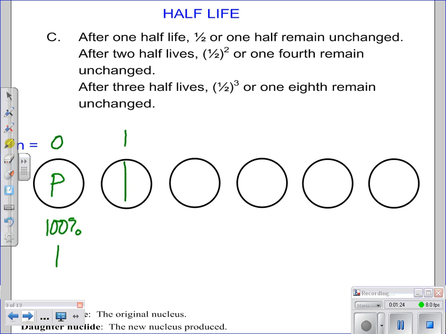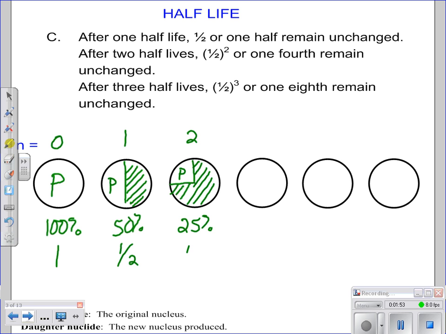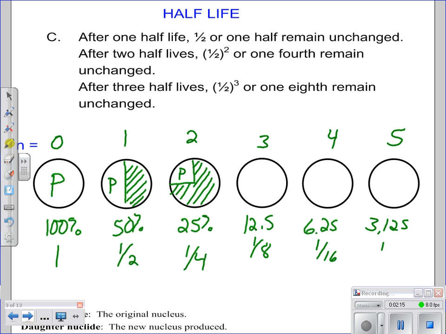After one half-life, half of it now has decayed to be this daughter isotope. So 50% of it remains as parent, and in other words, that's going to be 1/2. After 2 half-lives, half of that parent is now decaying to become the daughter product, and you only have 25% of your parent that remains, which is 1/4. So after 3 half-lives, 4 half-lives, 5 half-lives, we keep getting half of that parent isotope. So it's going to be 12.5%, which is 1/8, or 6.25%, which is 1/16, 3.125%, which is 1/32, etc.